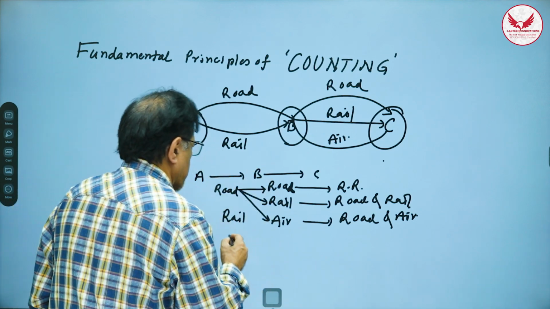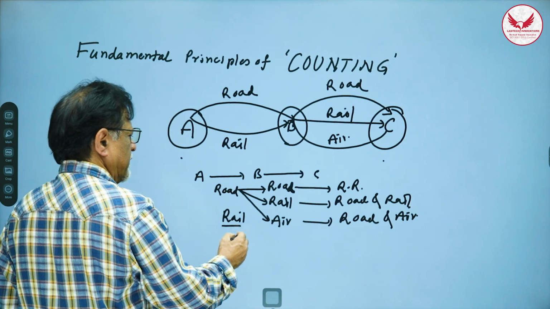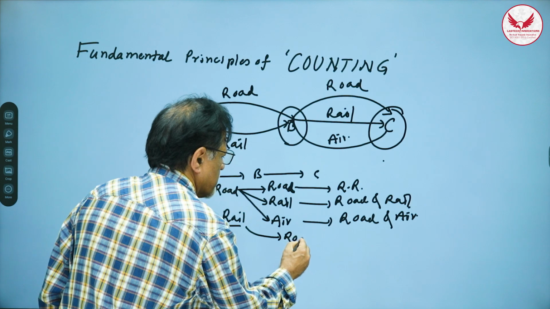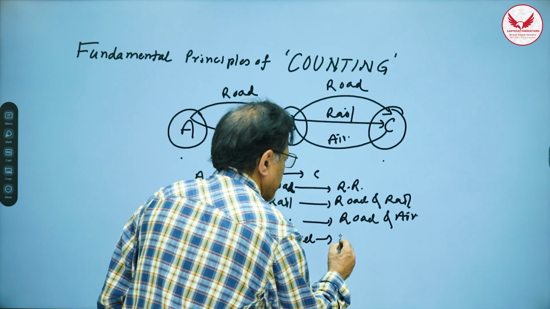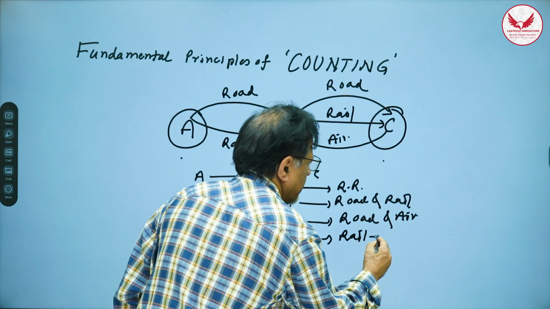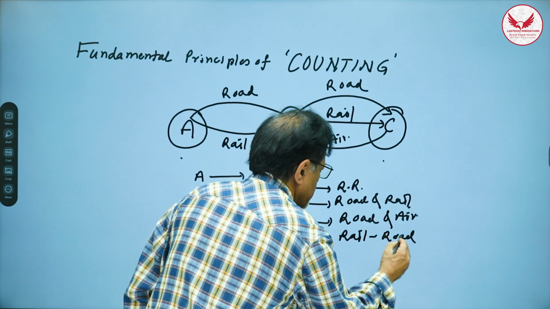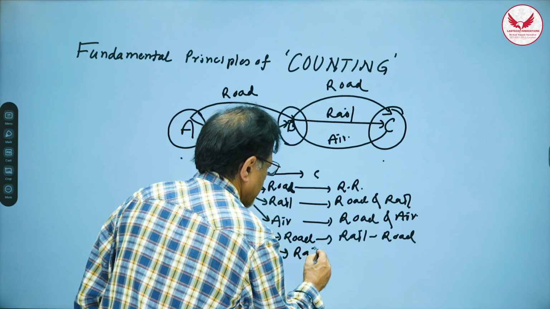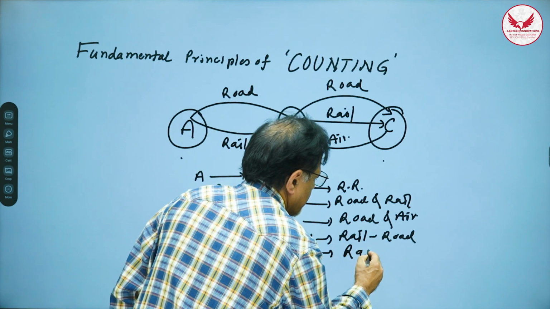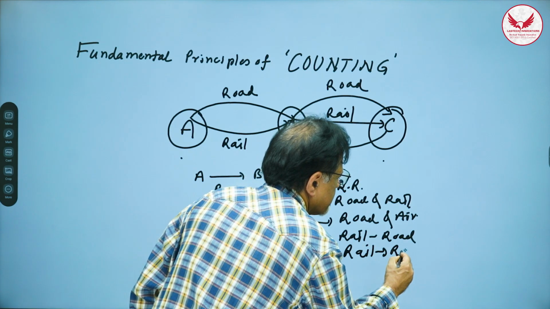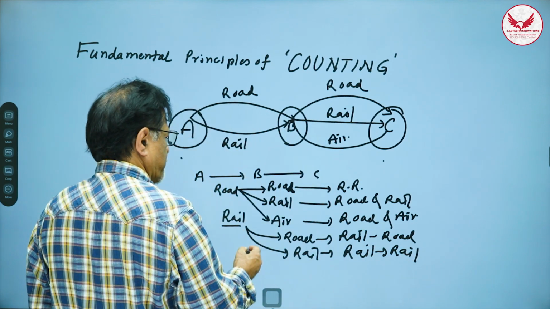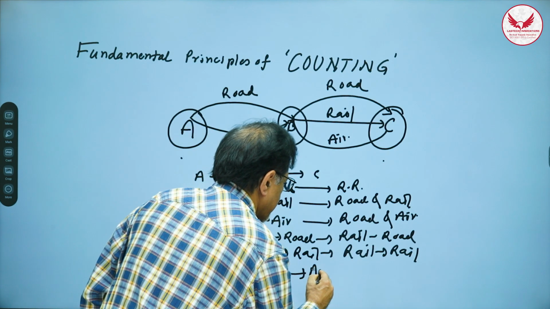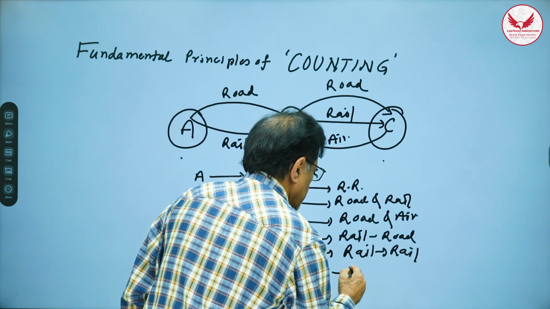Now, suppose I decide to travel by rail. Okay, fine. So, rail, I will again go to road, correct? So, this will be rail, road. Second option, as you must have realized, is rail, rail. And the third option is rail and air.